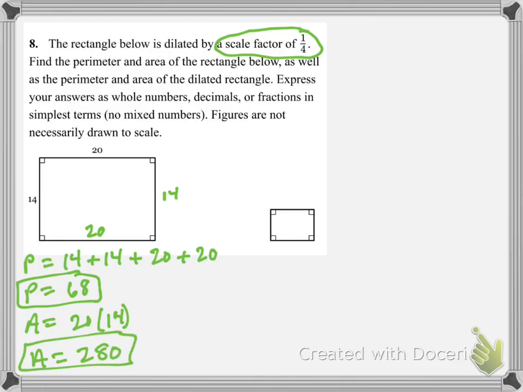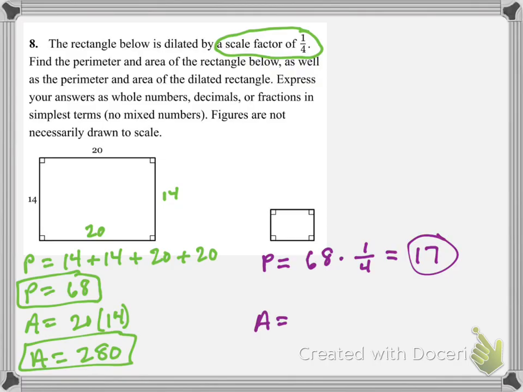Now let's apply what we just talked about. The scale factor is 1/4. So that means, forget the sides. If I just took the original perimeter of 68 and I multiplied it by the scale factor, which is 1/4, I would get 17. Okay.